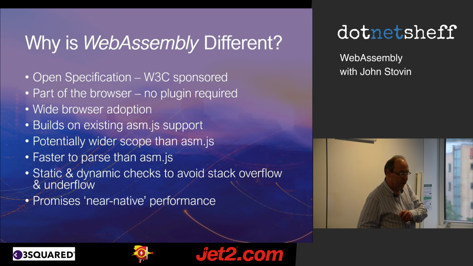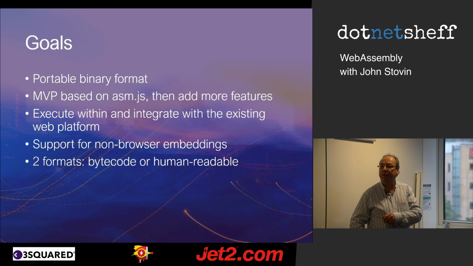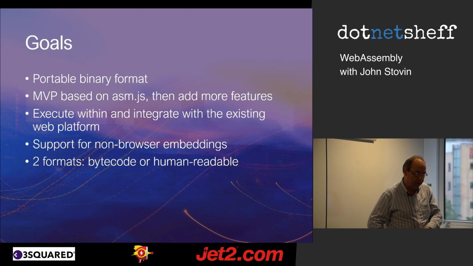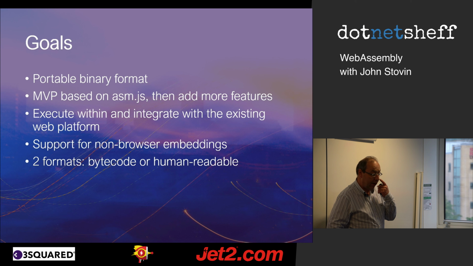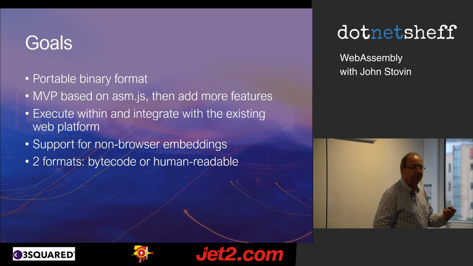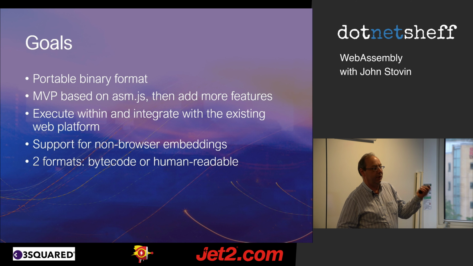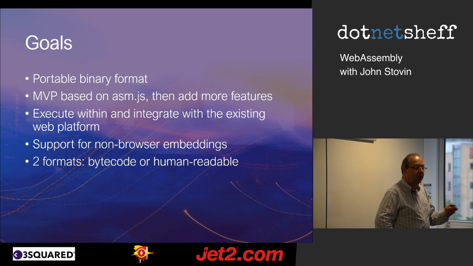So the goals of the WebAssembly project were to build a portable binary format, to create a minimal viable product based on ASM.js and then add more features later, to have something that would execute within and integrate into existing web platforms, have some way of supporting it outside the web, and also to have two formats. So there's a bytecode format and there's a human readable format as well. The idea is you can compile to the human readable format if you're debugging, but you can run the bytecode efficiently.